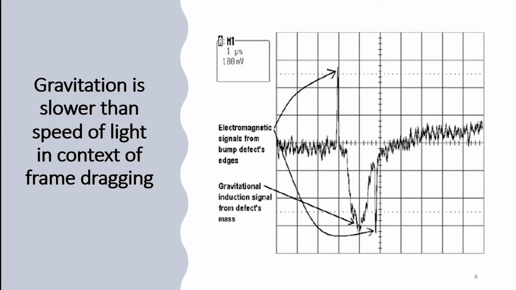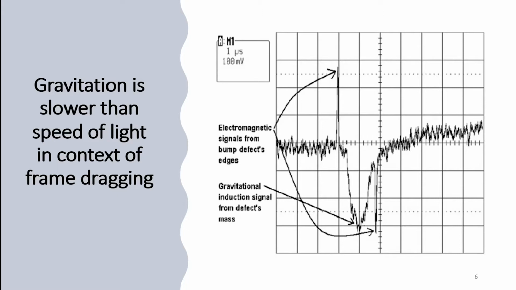Gravitation is slower than the speed of light in the context of frame dragging. As you can see from the data here, there are these two electromagnetic peaks. The one on the left, that's the first one, and that's produced by the switch in the angle of the magnetic field relative to the sensor.